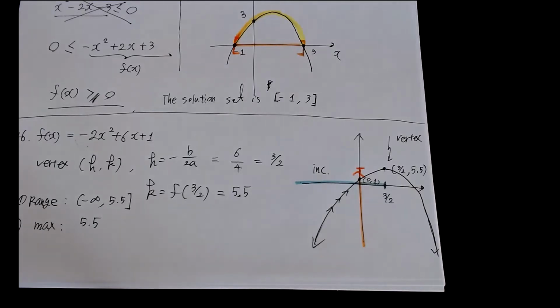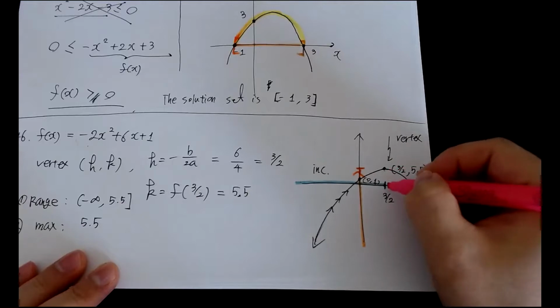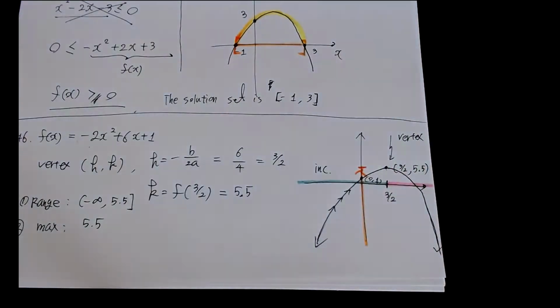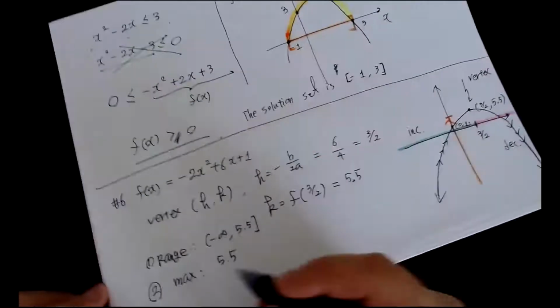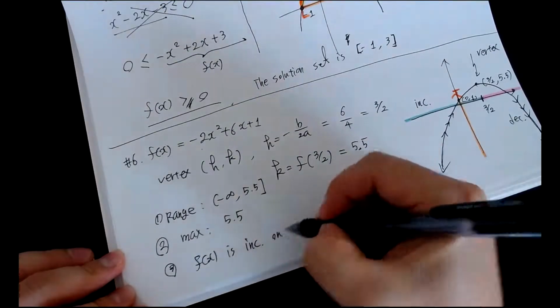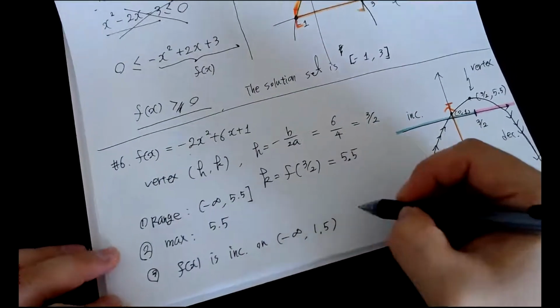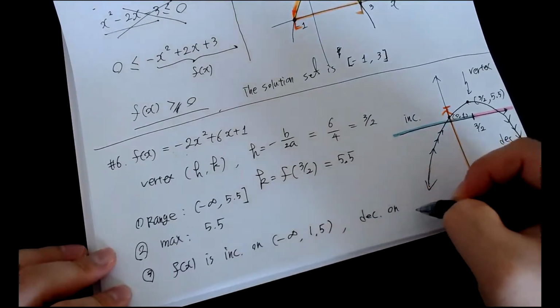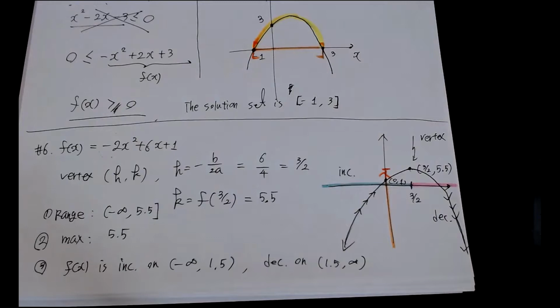Okay, and then after we move across 3/2, the function is going down, which means that f of x is decreasing. So we can say f of x is increasing on negative infinity to 3/2, which is 1.5, open, and decreasing on 1.5 to infinity. Okay, like this. All right, so that's all for the section 3.1 and 3.2 homework set. Okay, let me stop here.